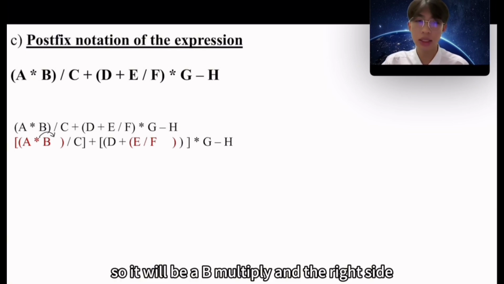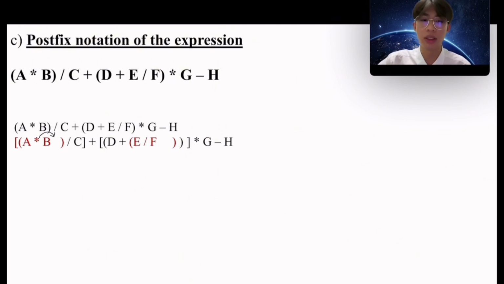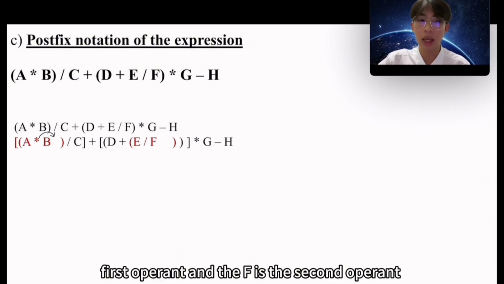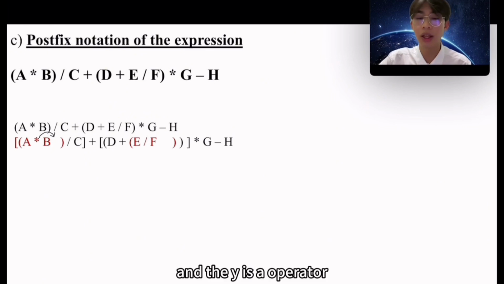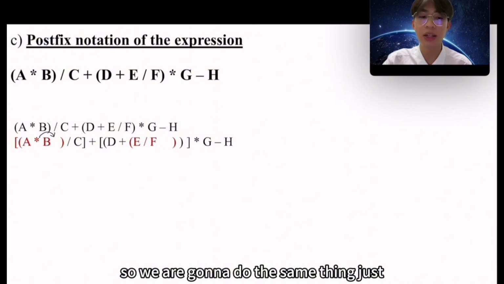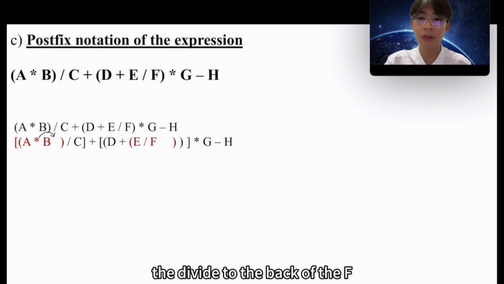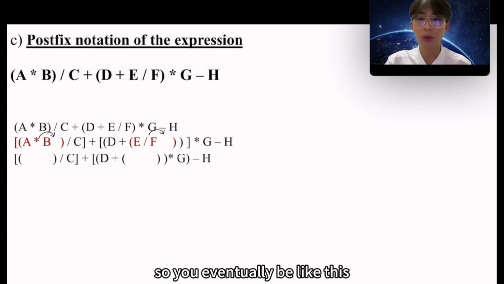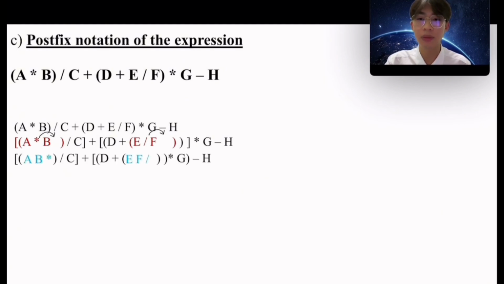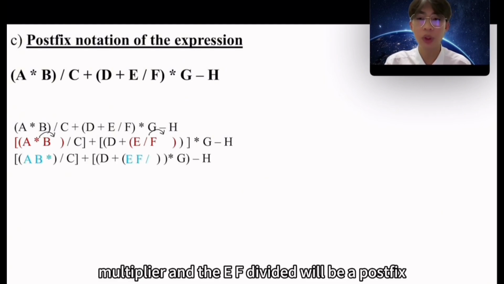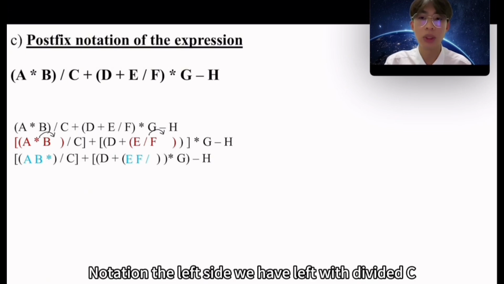And the right side, E is the first operand and the F is the second operand, and the divide is the operator. So we are gonna do the same thing, just shift the divide to the back of the F. So it will eventually be like this. So the AB multiply and the EF divided will be a postfix notation.